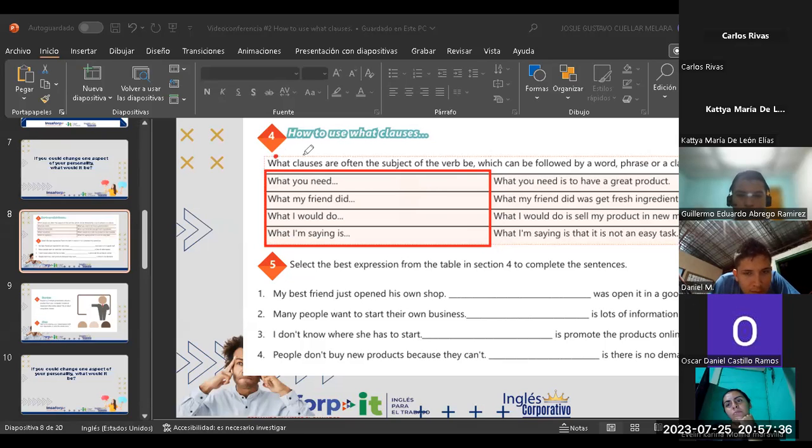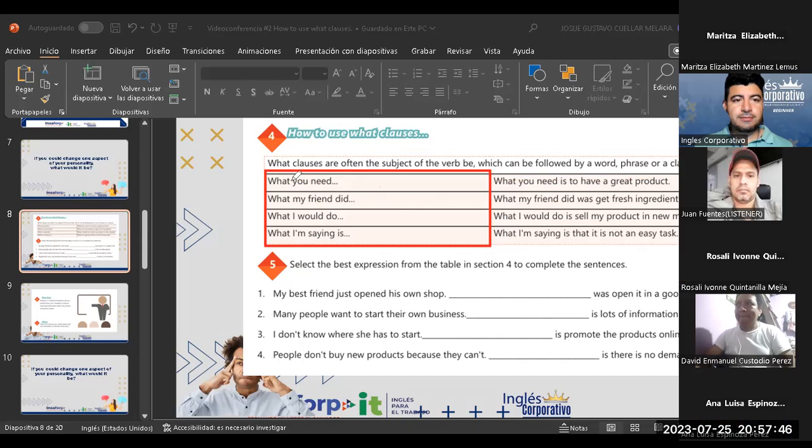Hello. Okay, Luisa, I need you to read this. Necesito que leas la primera línea, the first line. Okay, teacher. What clauses. What's the day? What's your name? Oh, what's the day, teacher? Desde aquí ve la primera línea, what clauses?